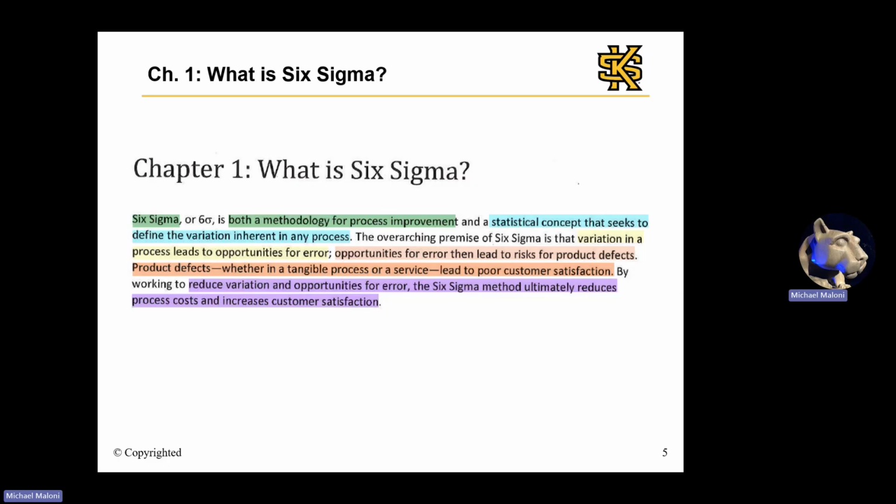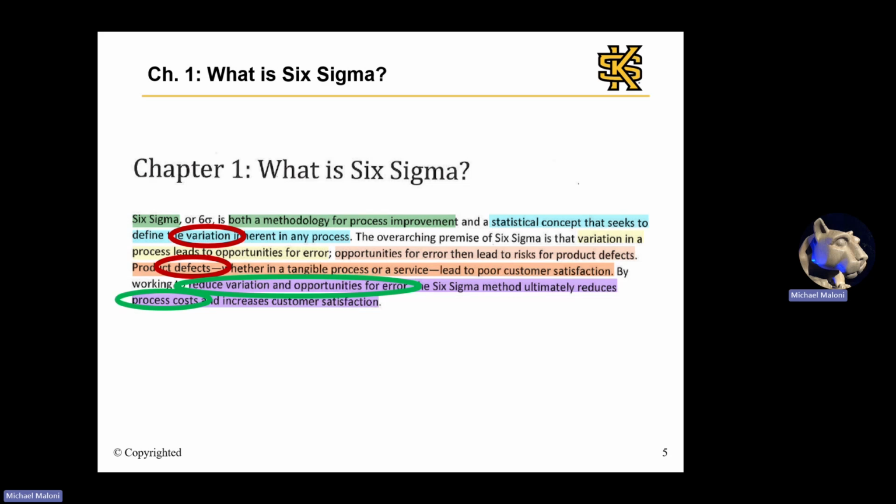And the opposite of consistency is variation. Variation is the killer of quality because it leads to defects, meaning that customer expectations have not been met, which means lower customer satisfaction. So Six Sigma focuses on reducing variation, reducing defects to improve quality and customer satisfaction. Likewise, our process costs, meaning the cost to execute a process to serve a customer, may also decrease.